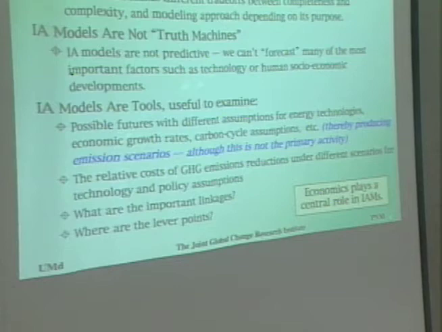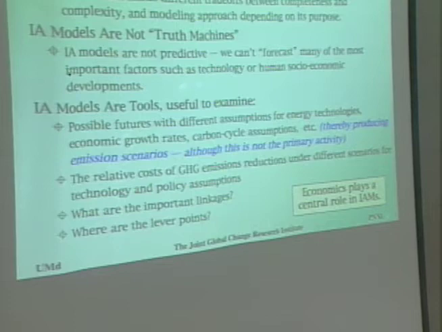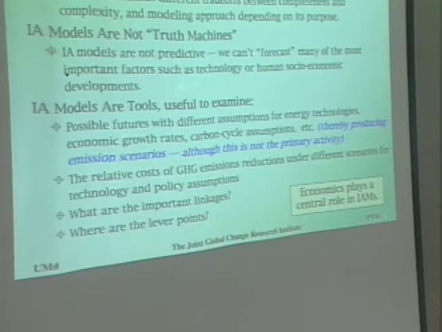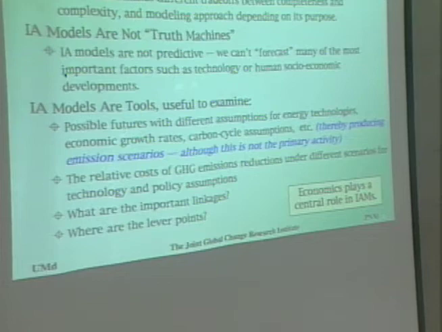So basically, one of the goals is, what are the important linkages between these pieces? When we create a piece of our model, I want to look for the right overall dynamic, so it can interact with the other pieces. In a sense, it's like modeling a chaotic system. You can have simple components, but they interact in a complex way. And then what are the lever points where you can make a big difference in changing, for example, emissions or lowering costs? Economics plays a central role in pretty much all the integrated assessment models. They're all very economically based.